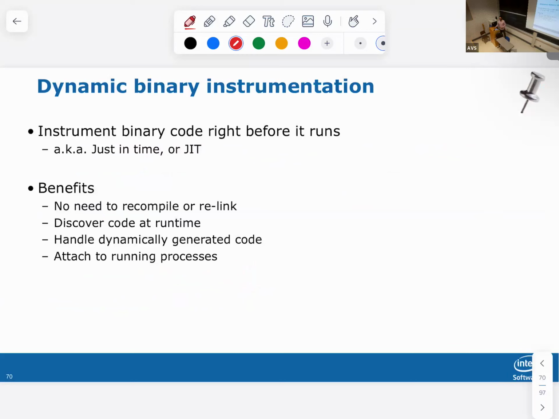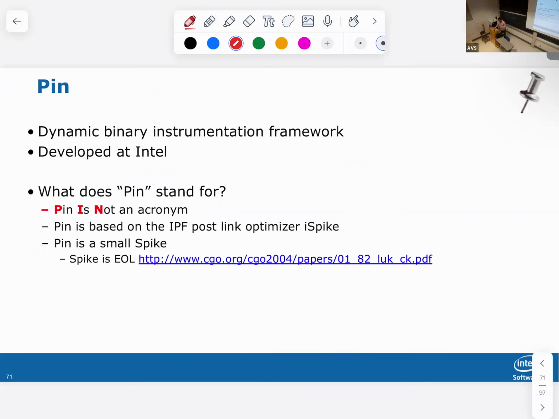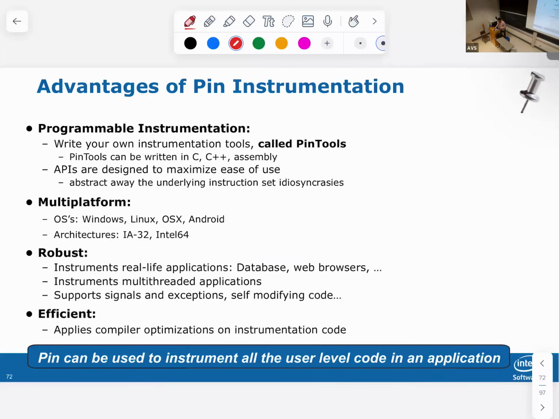This is what we call just-in-time instrumentation, or JIT. Just-in-time means right before the code is executed, you're adding this instrumentation. There's no need to recompile your code, and no need to discover your code and all those things. Everything happens dynamically during the execution. It doesn't stand for anything, as these guys are suggesting.